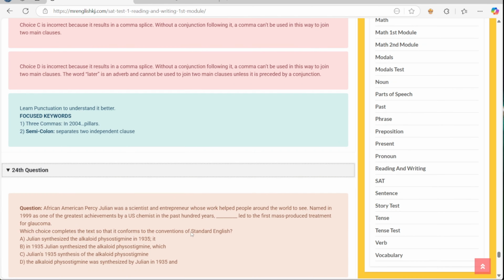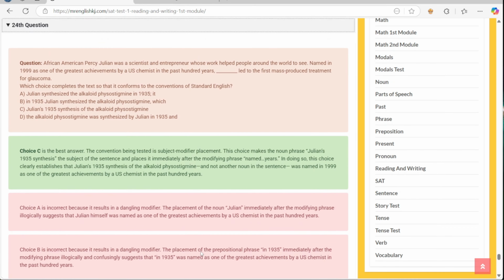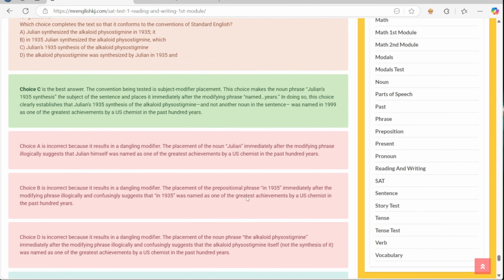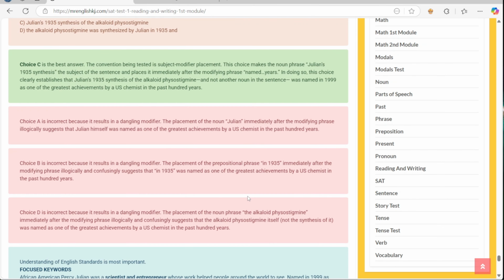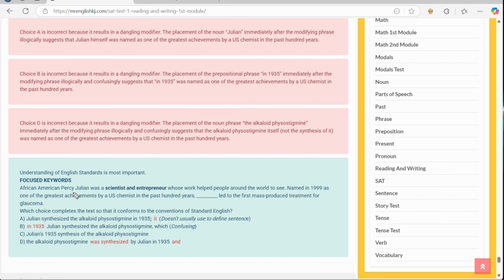Okay. 24. This one is difficult. Pause. Okay, what you need to do? You need to read these A, B, C, and D. Okay. From here, after reading this, come here. Now, if you notice, we are talking about Julian, scientist and entrepreneur. Here we need to fill in which one is the most conventional based on standard English.